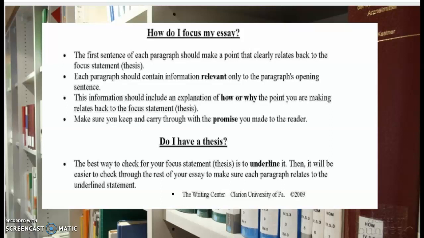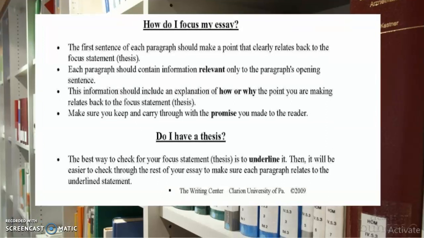The focus statement, which of course is the thesis. Each paragraph should contain important relevant information to the paragraph's opening sentence, and this information should include an explanation of how or why the point you're making relates back to the focus statement, again, the thesis statement. Make sure you keep and carry through the promise you made to the reader. The promise you made to the reader is in your thesis statement.